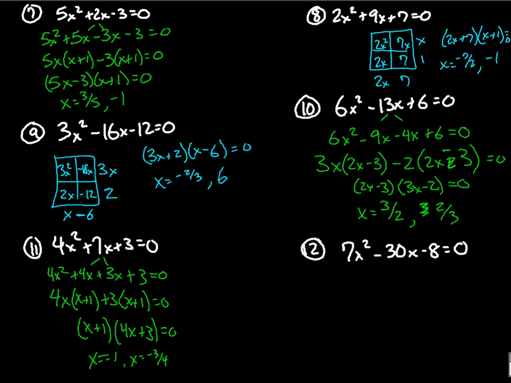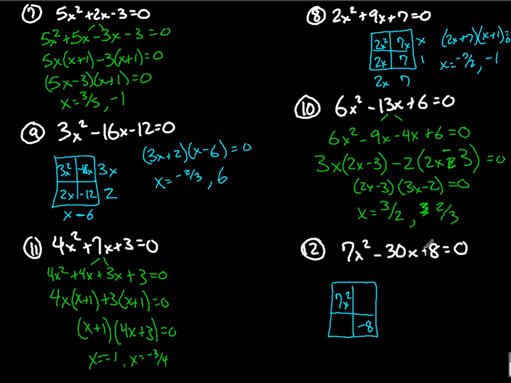Alright, let's try another table down here for number 12. And for number 12, I'm going to have here, I'll go 7x squared. I'll have a negative 8 down here. Factors of 56 that subtract to give you 30. Well, those numbers end up being 28 and 2. So it doesn't matter which one.